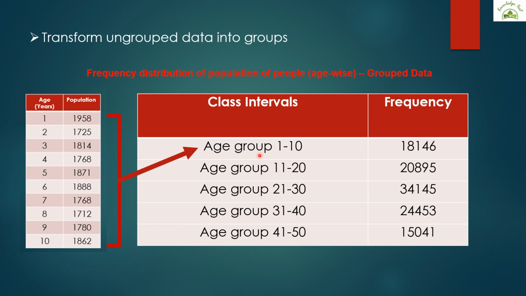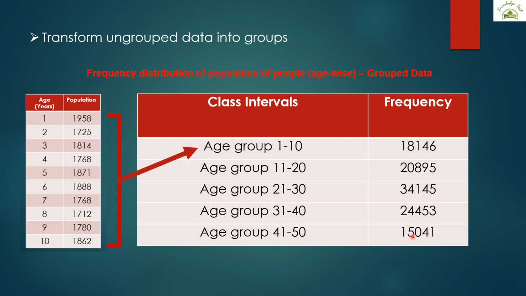The first class interval is for 1 to 10 years. The second class interval is for 11 to 20 years. The third one is for 21 to 30 years. The fourth one is for 31 years to 40 years, and the last one, that is 41 years to 50 years. So we are grouping all the citizens into these 5 class intervals. Now these are the respective frequencies for each of the class intervals.